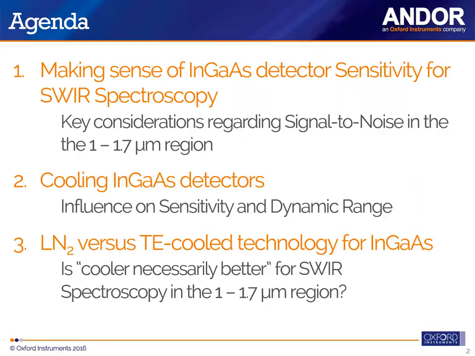The agenda is as follows. We will first look at the concept of sensitivity and signal-to-noise ratio when it comes to spectroscopy, specifically for this 1 to 1.7 micron region. We look at the implication of cooling InGaAs detectors, specifically on the sensitivity and the dynamic range, and then we'll finish with some application examples and comparing liquid nitrogen cooling versus thermoelectric cooling technology for InGaAs.